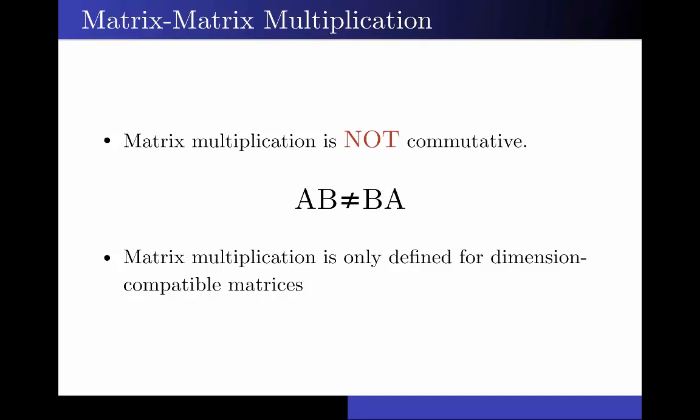Perhaps one of the most important things to take away is that matrix multiplication is not commutative. AB is not equal to BA. Matrix multiplication is only defined for dimension-compatible matrices, and that dimension compatibility is actually order-specific.